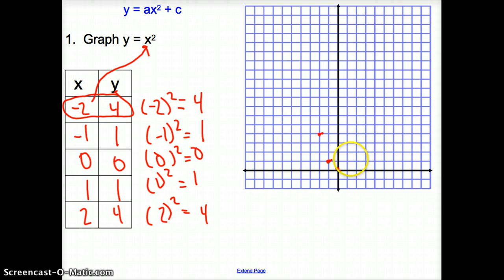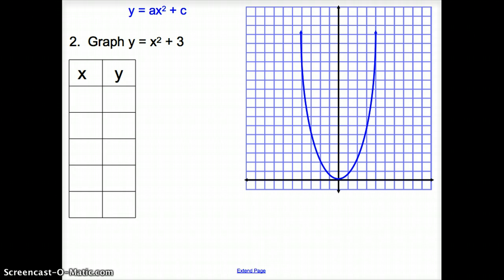Then I have +1, up 1. And then I have +2 from x, up 4. And now I have 5 dots. Notice what kind of shape I have. I should have a U. Now the fun part is to connect the dots something like this. And we come up with a graph that should look like a U. This is a U graph, not to be confused with a V. It is a U graph because of that square.